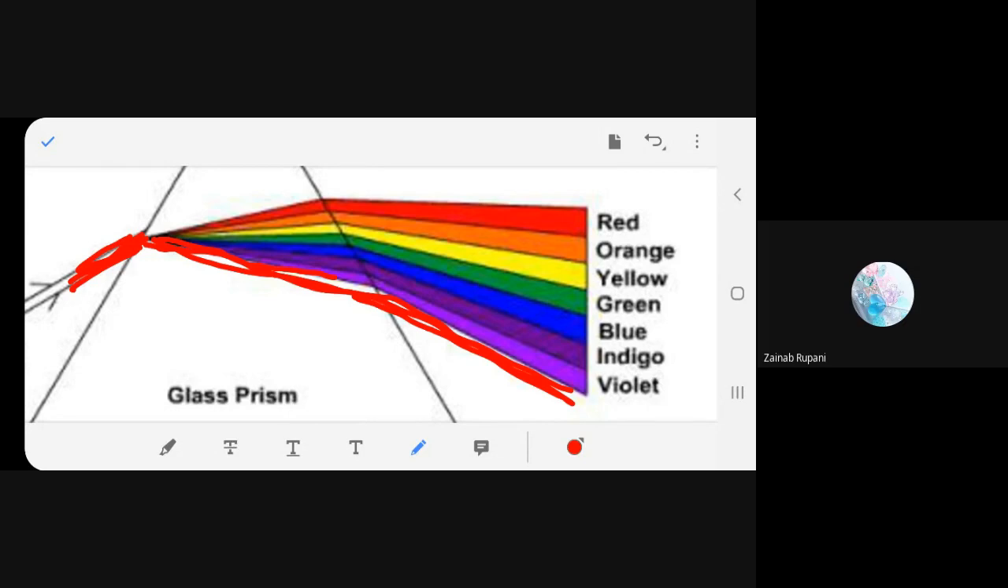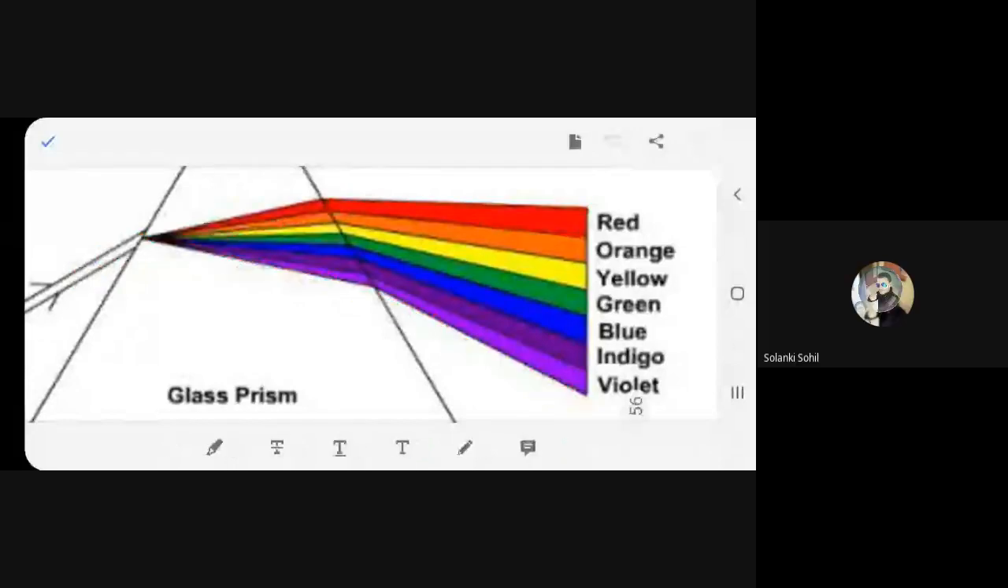Yes, ma'am. So the angle which it's making is the maximum angle. From here, if I take this red, so this is not much. That is almost straight. Is it bending the most? No. The maximum bending is the violet. Got it? Yes. Yes or no?